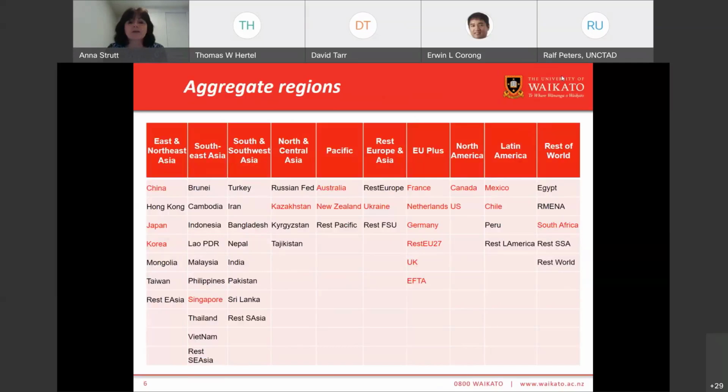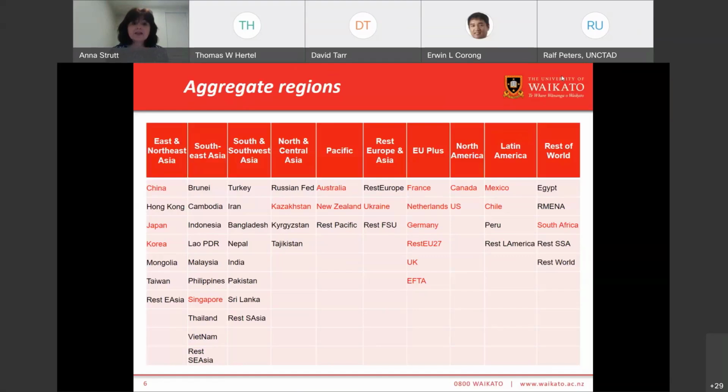So the aggregate regions, I mentioned that we've got 55 regions or countries that we model, but then we aggregate them together for reporting. This slide shows how we aggregate them with a focus on the Asia-Pacific region. So, for example, that first column is East and Northeast Asia, which comprises China, Hong Kong, Japan, Korea, Mongolia, Taiwan, and so forth. The EU plus region I mentioned earlier is also defined there. So that's the EU countries, EU 27, plus the UK, plus the EFTA region.